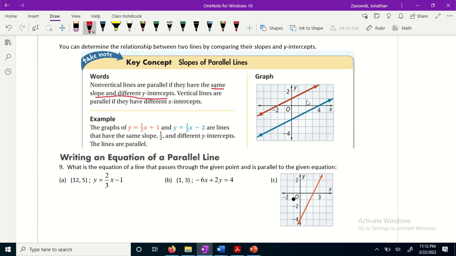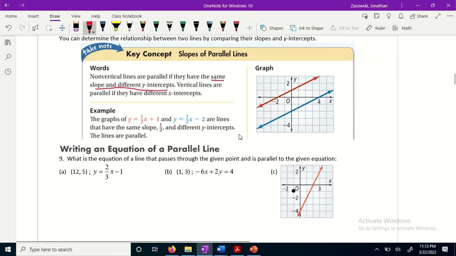Okay. So when we look at the equation of these two lines, notice that they both have a slope of 1/2, but their y-intercepts are not the same. So when we look at the equation of a line that we know is going to be parallel, all that we're going to care about is what's the slope of that line.